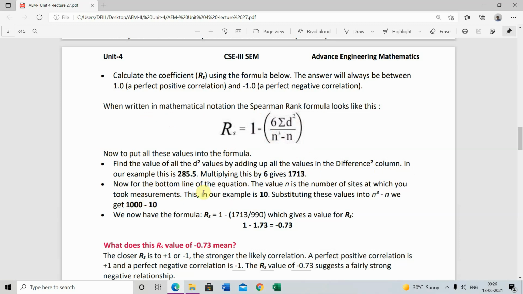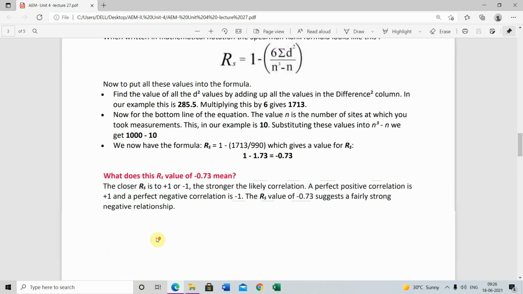Now for the bottom line of the equation, the value n is the number of sites at which you took measurements. This in our example is 10. Substituting these values into n cubed minus n, we get 1000 minus 10. We now have the formula rs equals 1 minus 1713 upon 990, which gives a value for rs of 1 minus 1.73 equals minus 0.73.